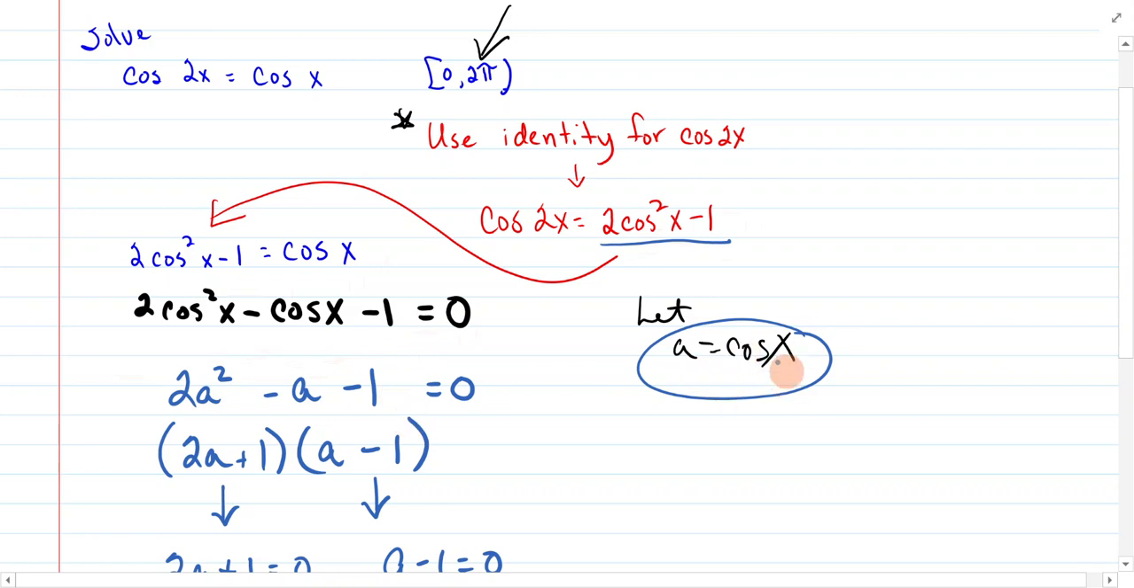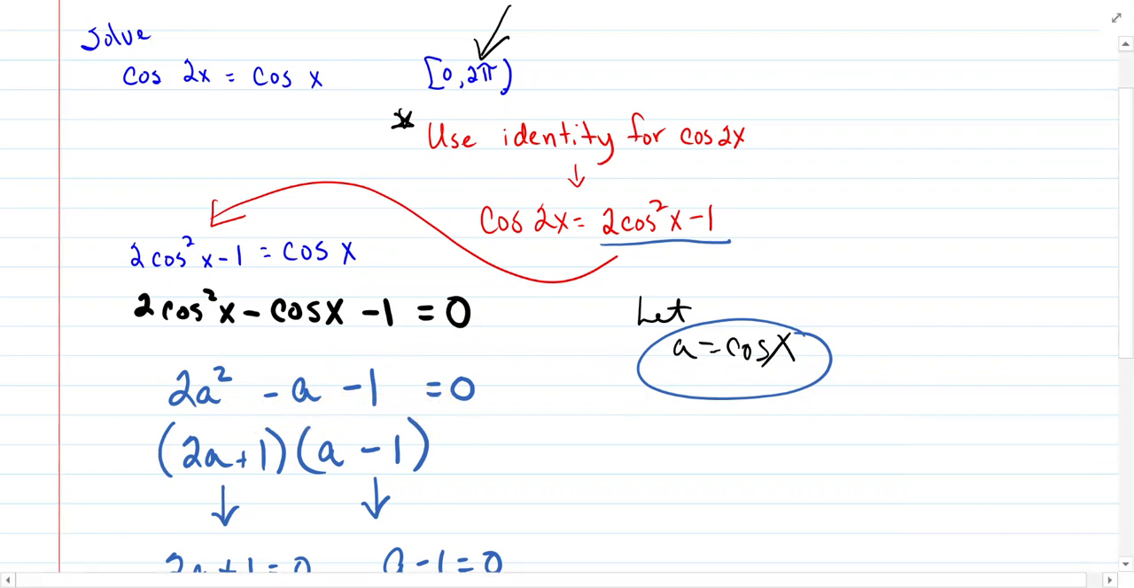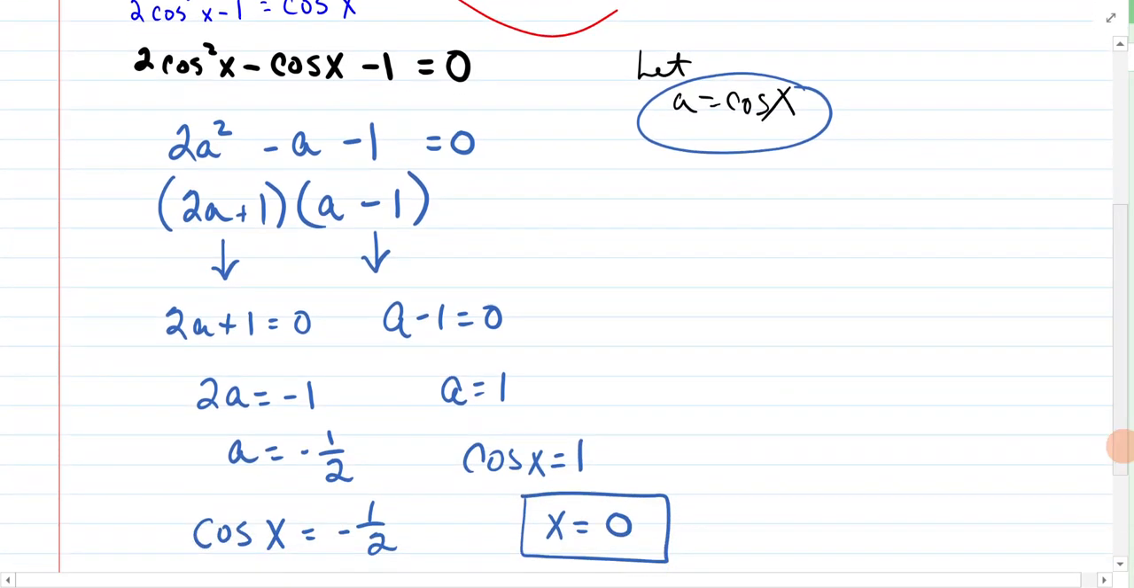So if you think about it, it's a little easier sometimes. Let a be cosine x. So 2a squared minus a minus 1 equals 0. So then you can factor that and you have 2a plus 1 and a minus 1. Take both of those and set them equal to 0 and solve, and you get 2a plus 1 is 0, subtract the 1, divide by 2, and you have a is negative 1/2. And over here you just add the 1 and you get a is 1.